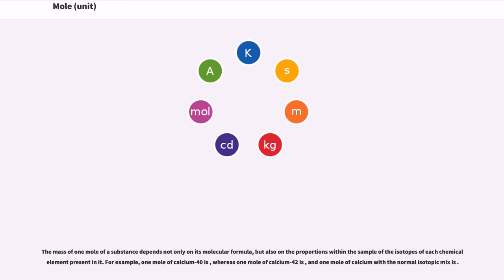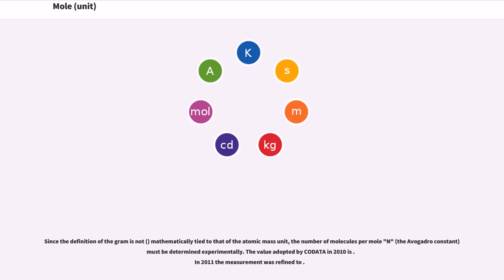The mass of 1 mole of a substance depends not only on its molecular formula, but also on the proportions within the sample of the isotopes of each chemical element present in it. For example, 1 mole of calcium-40 is, whereas 1 mole of calcium-42 is, and 1 mole of calcium with the normal isotopic mix is. Since the definition of the gram is not mathematically tied to that of the atomic mass unit, the number of molecules per mole, the Avogadro constant, must be determined experimentally. The value adopted by CODATA in 2010 is. In 2011 the measurement was refined to.